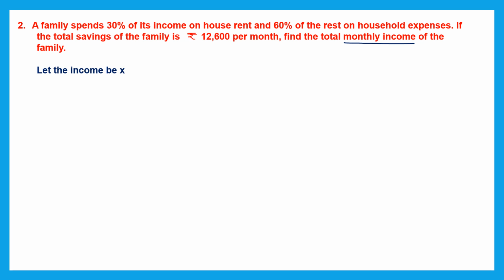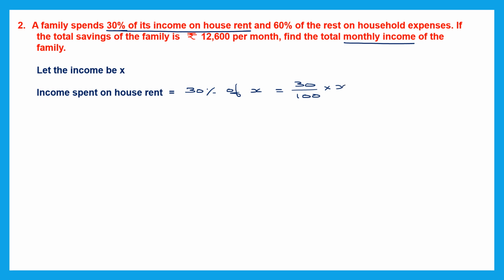Now let's write what's given to us. Here what's given? The 30% of its income is spent on house rent. So we are going to find out what is the income spent on house rent. It's 30%, so that is 30% of X. So let's calculate this. 30% of X means 30 by 100 into x. So that is 30x by 100. This is the amount that is spent on house rent.